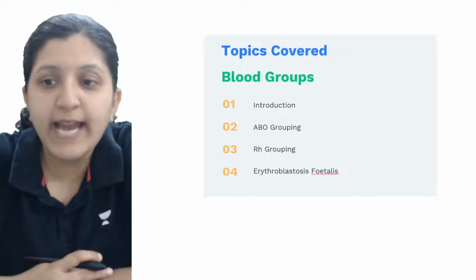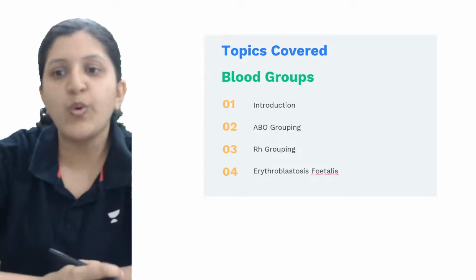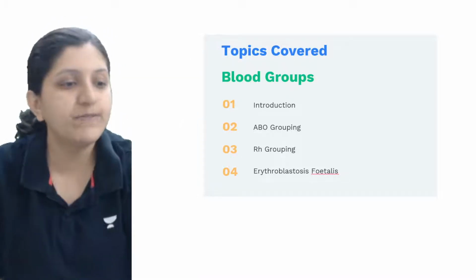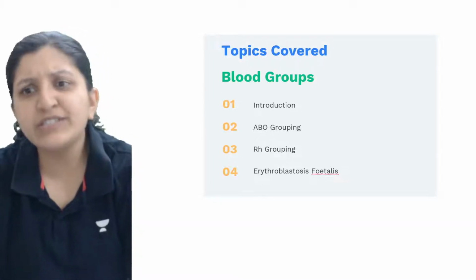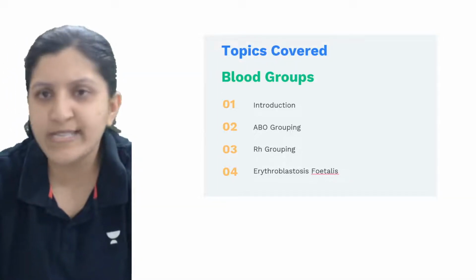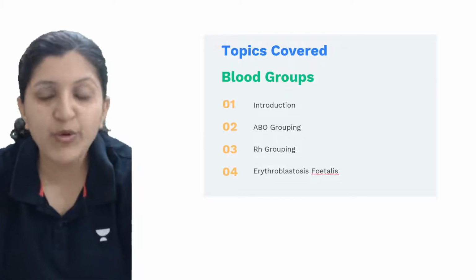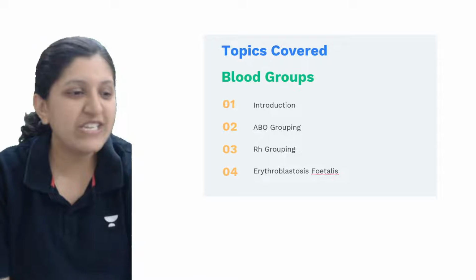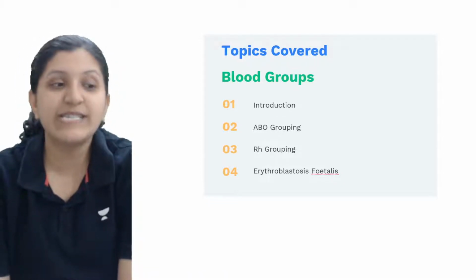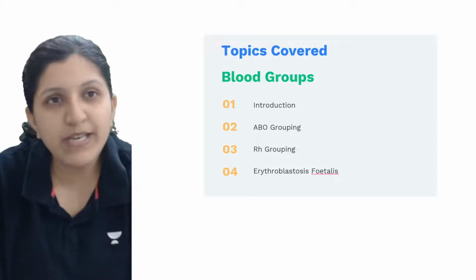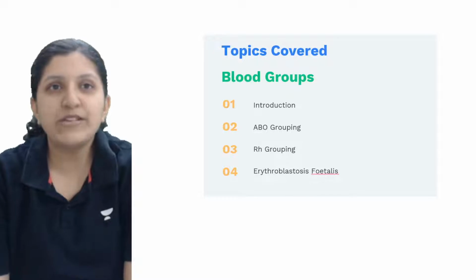So the topic that I'm going to cover today under this blood grouping system, I'll be covering the introduction part, okay. Like what exactly are the antigens and the antibodies, we will study that. And other than that, let's have a look at the ABO grouping as well. Then what is RH grouping, and erythroblastosis fetalis, which is mentioned in your syllabus, okay.